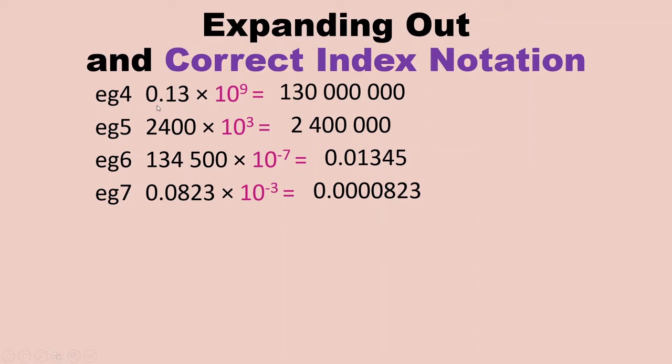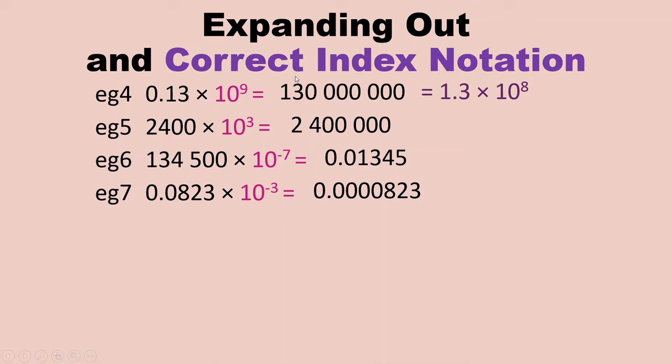So example 4 here, 0.13 is not a number between 1 and 10. I would need to have the decimal after the first non-zero digit. So 1.3 is a number between 1 and 10. If I put my decimal here, how many times do I need to multiply by 10 to get it to the end of my number? So 1, 2, 3, 4, 5, 6, 7, 8 place values. I would need to do 1.3 times 10 to the power of 8 to form this value.